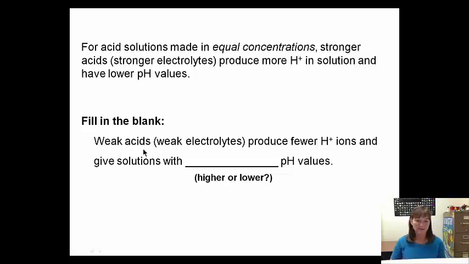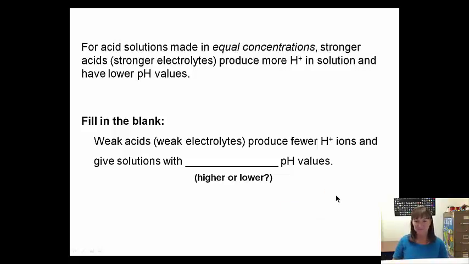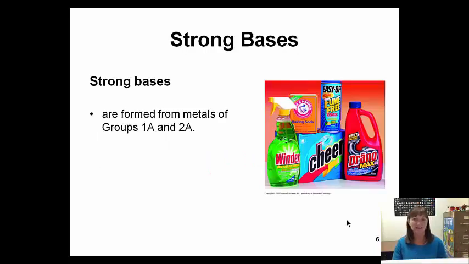Weak acids produce fewer hydrogen ions and give solutions that are, fill in the blank with higher or lower, while I grab my pen. Okay, if it's a weak acid, you're not going to have as many hydrogen ions, therefore you are going to have a higher pH. I'm trying to stress the point that if you have few hydrogen ions, you're going to have a big pH. A big hydrogen ion concentration, low pH, inversely related.